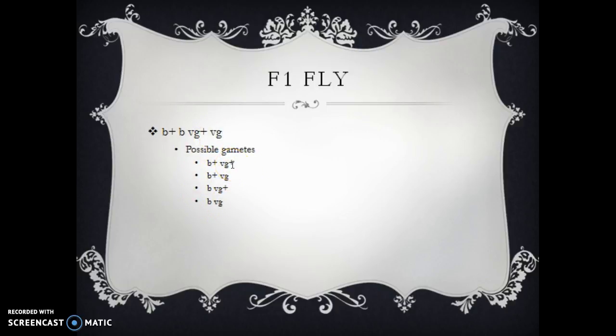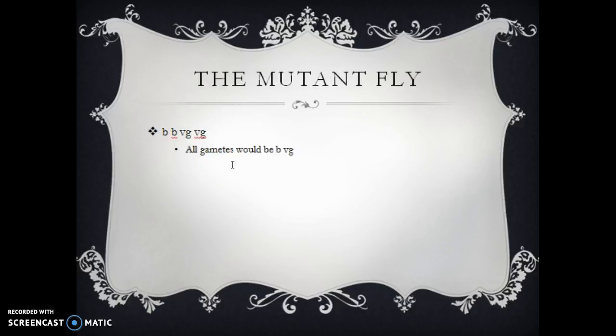And this would be for the F1 flies. And for the double mutant flies, since all the alleles would be the same, regardless here or here, all the gametes would be little b VG.